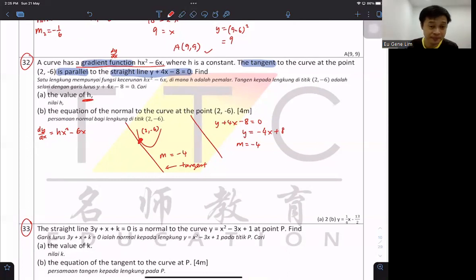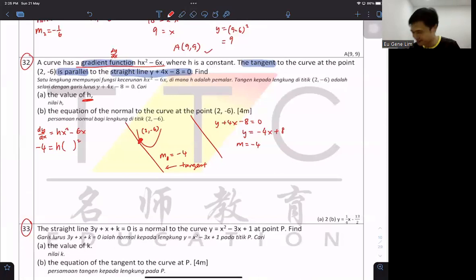Write one more thing, M1. I purposely put M1 because I know tangent is M1. Tangent gradient is dy dx, or dy dx is tangent gradient, right? So you can put negative 4 here. Dy dx is the gradient of the tangent, understand? So negative 4 equals h x squared minus 6x.